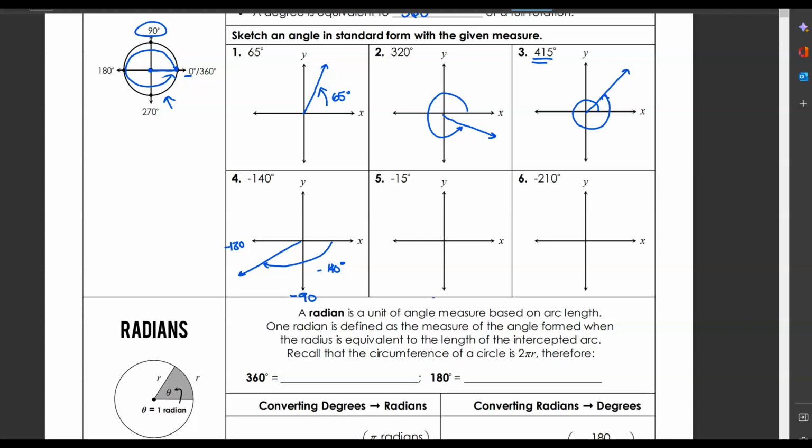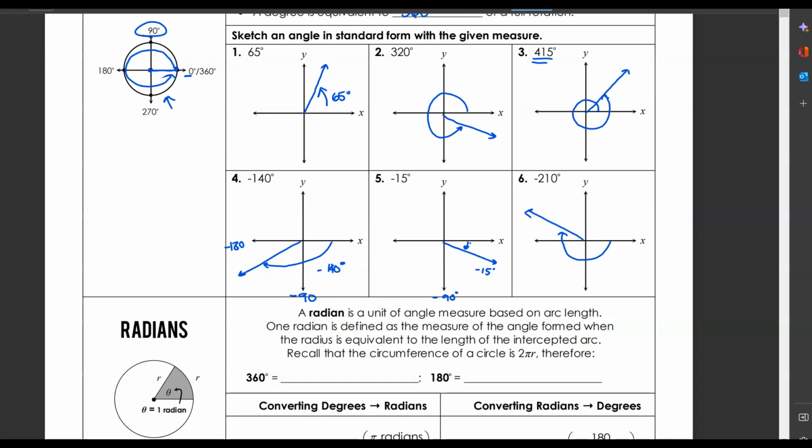Now again, this becomes negative 90 degrees. We're still starting here, and negative 15 degrees is going to be a lot closer to 0 than it would be to negative 90. So this would be our negative 15 degrees here. The last one is negative 210. Again, we're starting here, that's going to pass our 180, and we are going to be in this quadrant here, looking at negative 210 degrees.